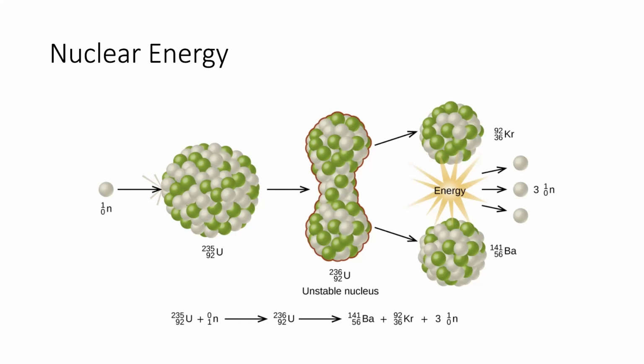But now with nuclear energy or nuclear reactions in general, what we're going to be doing is actually taking those atoms and forming something new. So in this case, and this is looking at the chain reaction that's used with uranium in nuclear reactors, we've got a radioactive uranium atom here, so uranium-235.